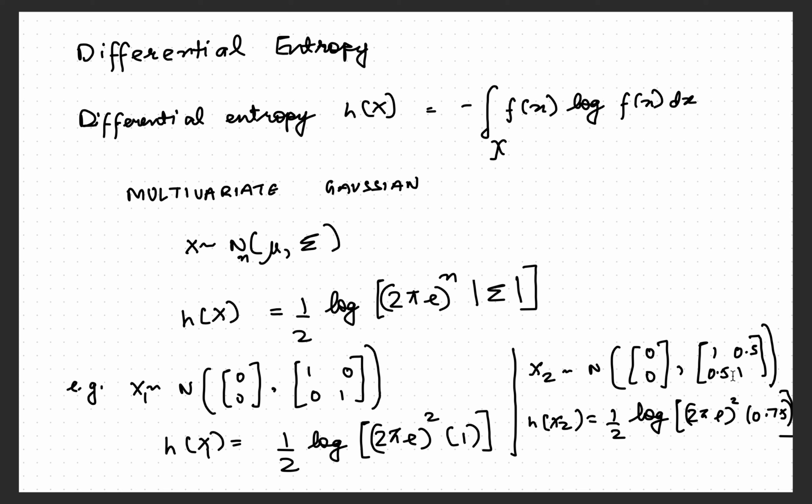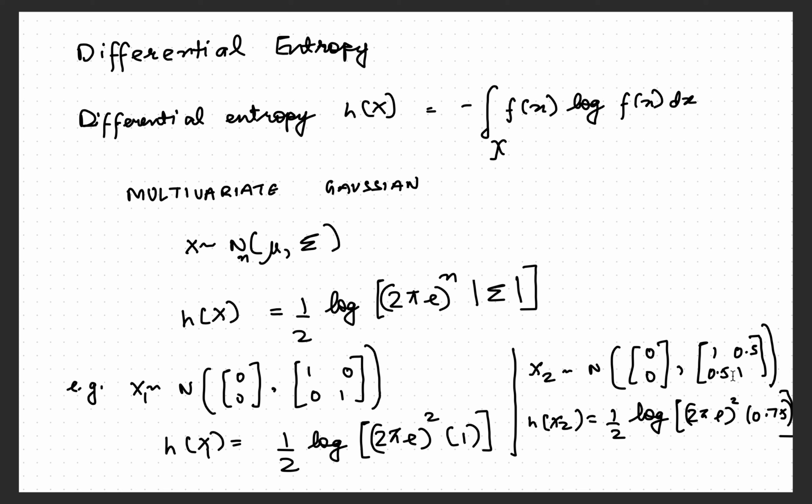And which of these two random variables do you think has more entropy? Again, without doing any maths, if you just look at the covariance matrix, you should be able to figure out the answer. The answer is x1 because there is absolutely no relation between the two dimensions. Whereas for the x2 random variable, there is a positive, reasonably strong correlation between the two dimensions. So the amount of entropy is less.